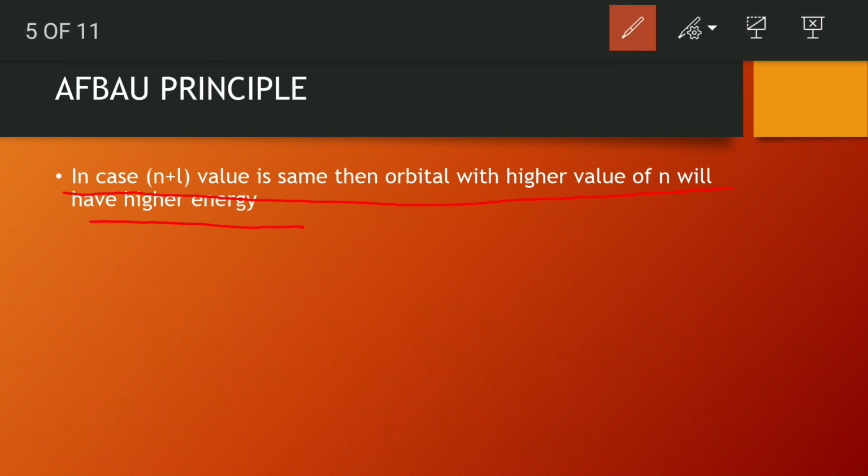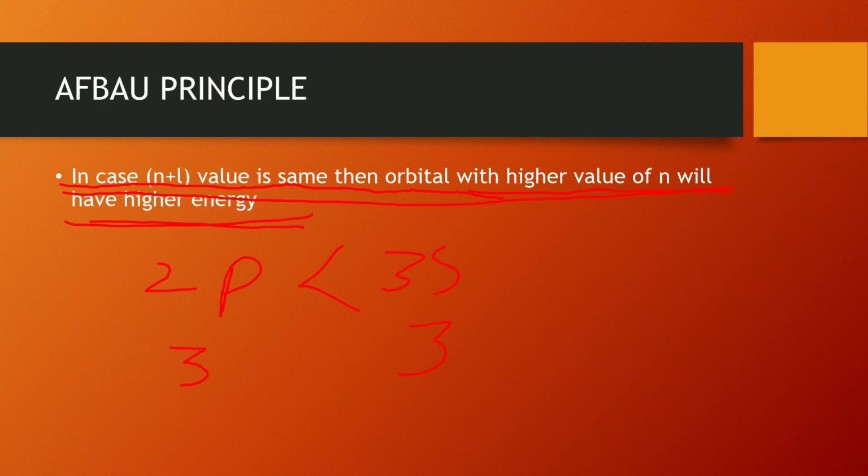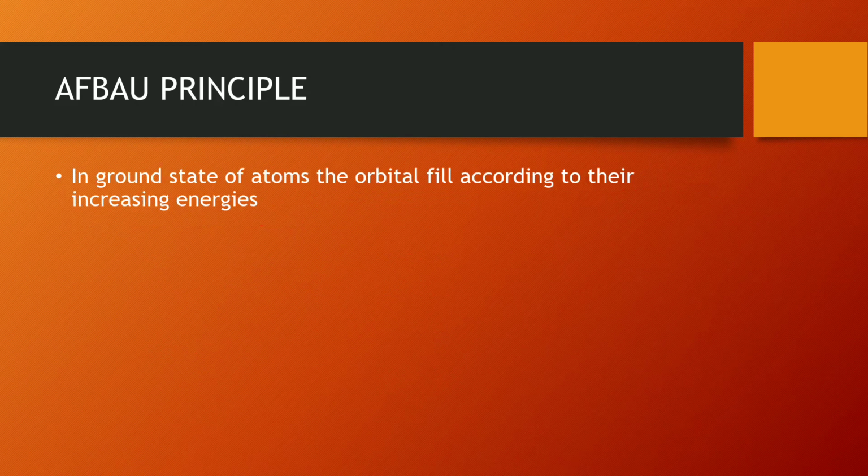So what we have seen is that in 2p and 3s the n plus L value was the same. The n plus L value was 3 in both cases. In case the n plus L value is the same, the orbital with the higher value of n will have higher energy. The value of n is higher in 3s, so 3s will have higher energy than 2p. If you want to check which orbital has more energy, you can use this n plus L rule.